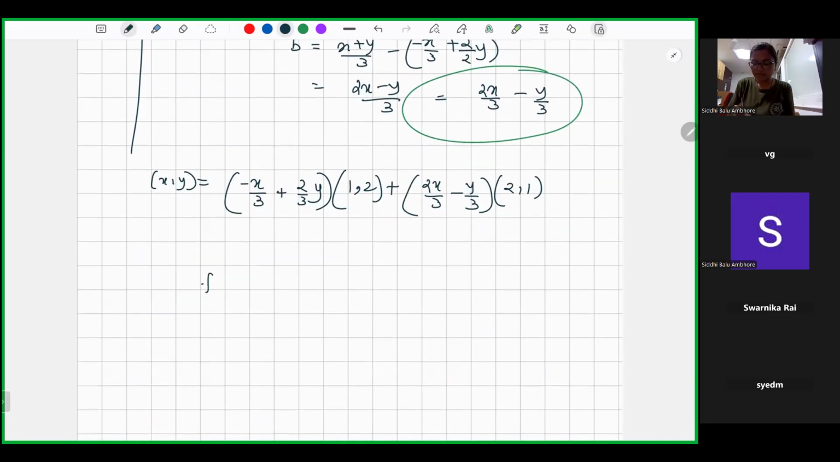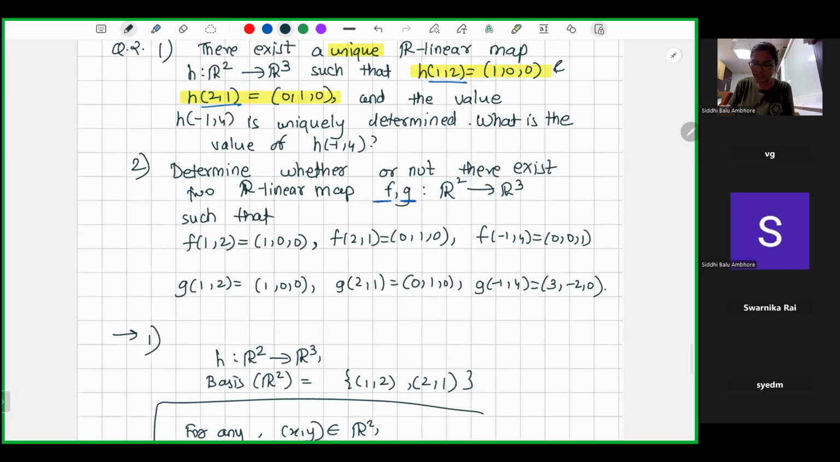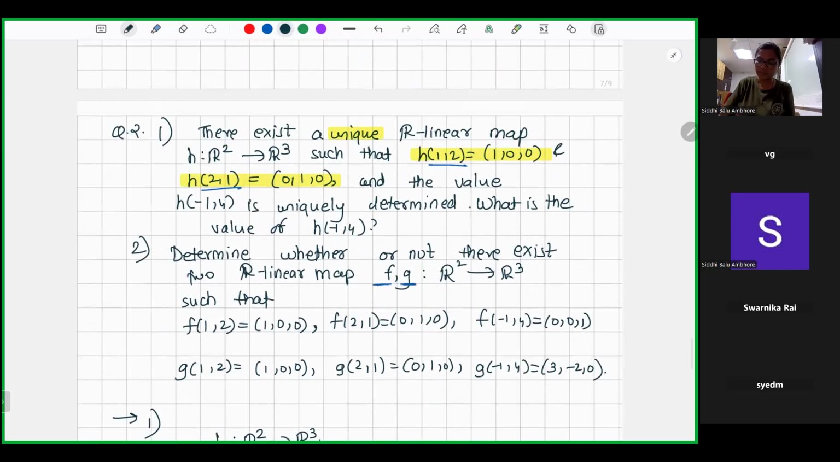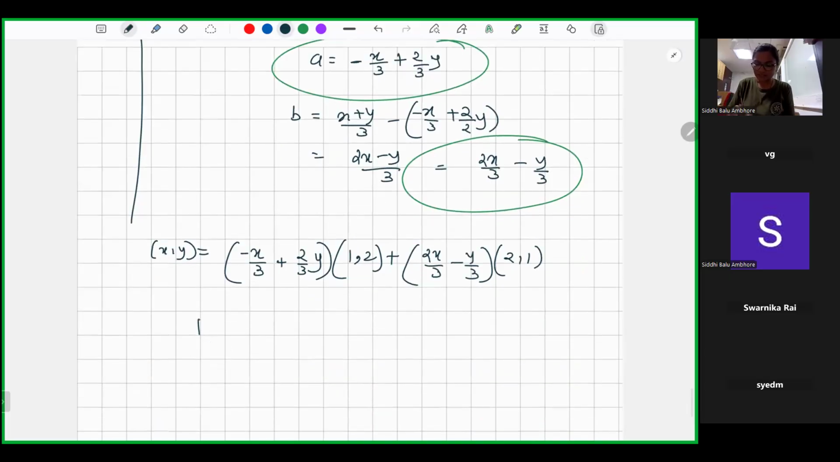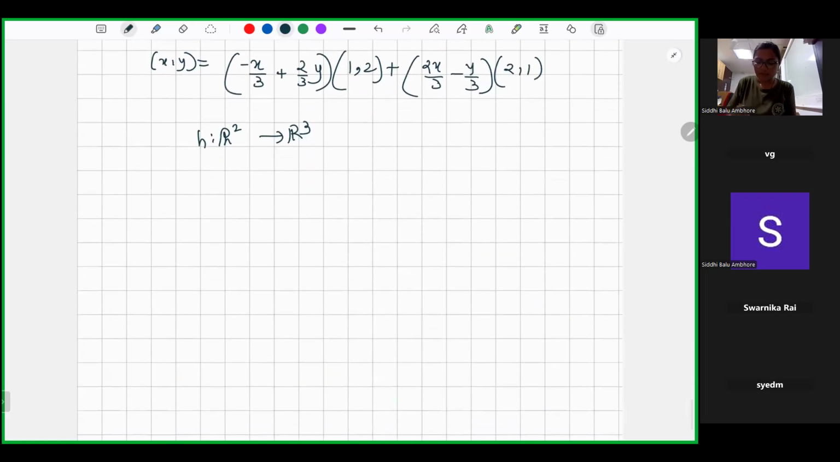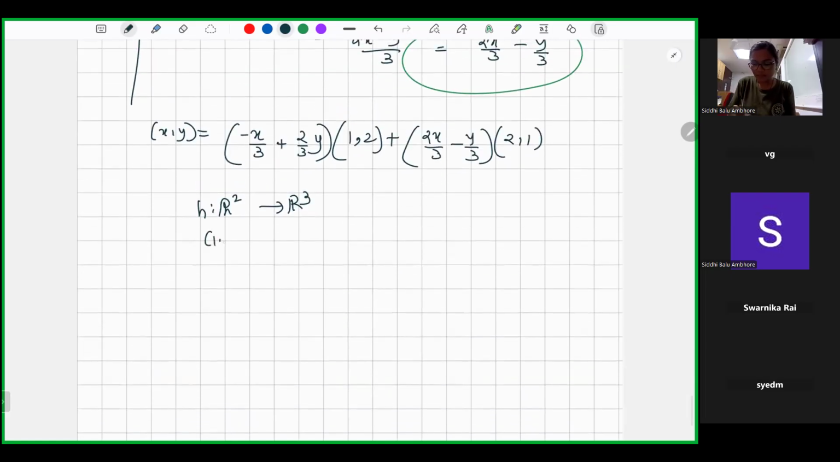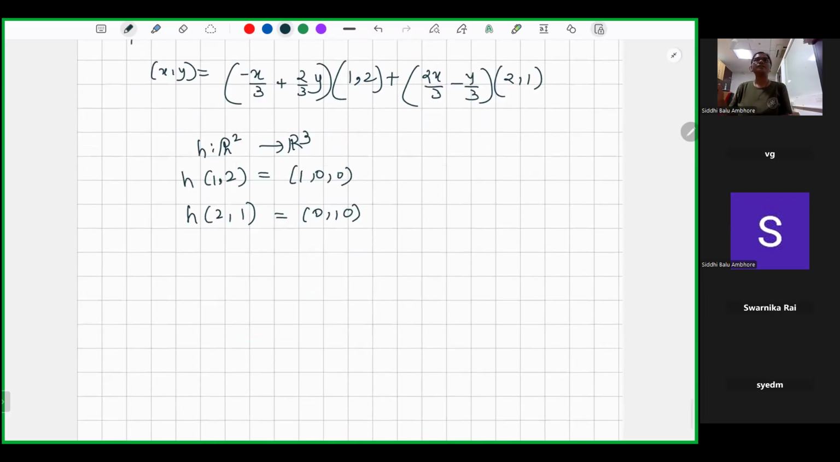So see here, what I'm saying is, now I have this f, I mean h. I wanted it to be h. My h is from R2 to R3 such that what they want is (1, 2) going to h of (1, 2), which is (1, 0, 0), and h of (2, 1) is what? It is (0, 1, 0), right?